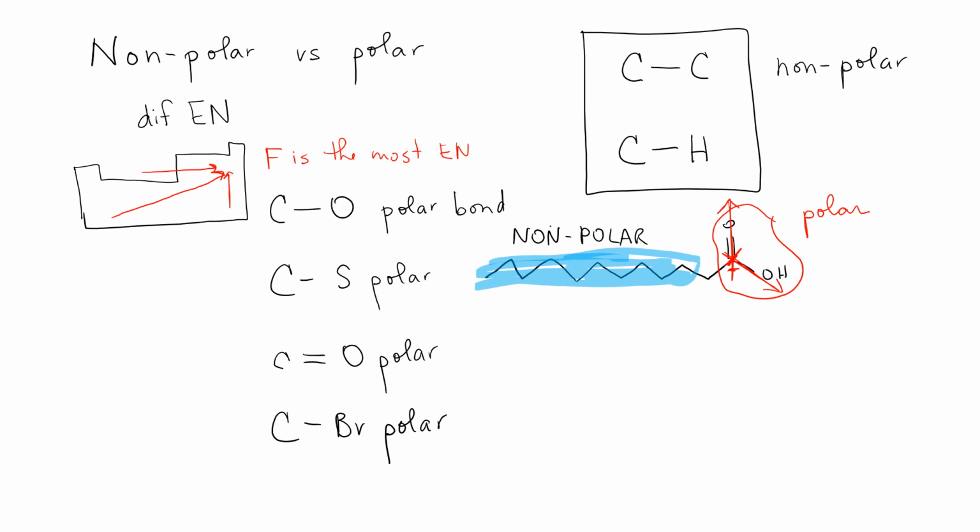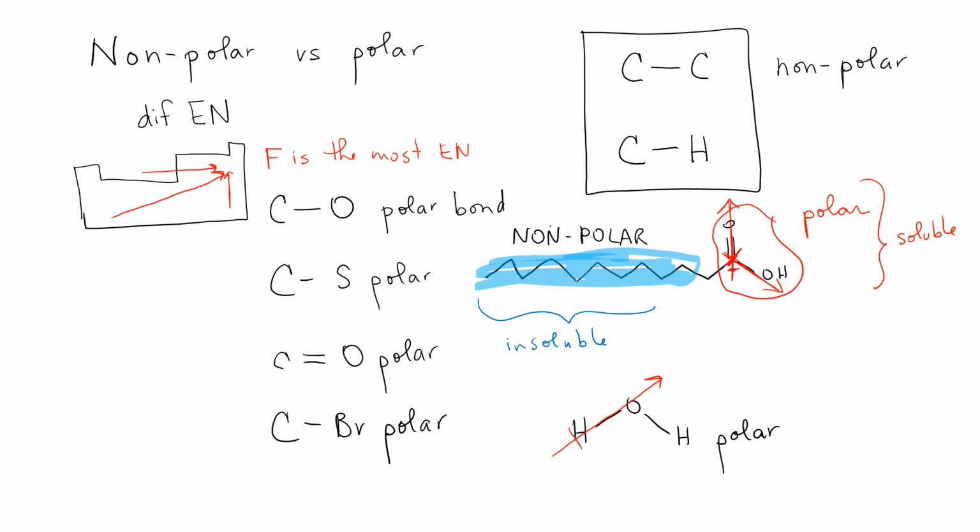The nonpolar end is insoluble in water. The polar end is soluble in water because like dissolves like. Water is a polar molecule. It's polar because it has two polar bonds. Oxygen pulls the electron density to itself. So water is polar. So things that are polar should be soluble in water. Things that are nonpolar should be insoluble in water.